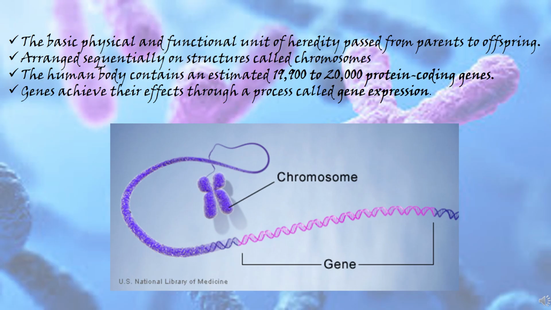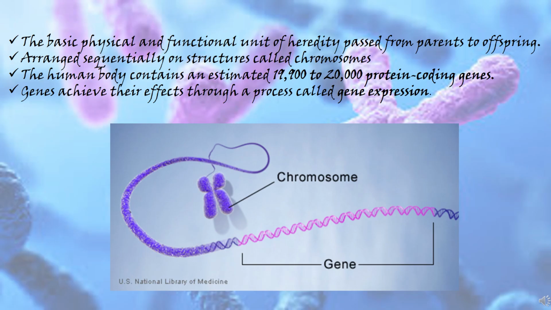Genes are arranged sequentially on structures called chromosomes, which are housed inside the cell nucleus. Small numbers of genes also exist in the mitochondria. The human body contains an estimated 19,900 to 20,000 protein-coding genes. These instructions account for less than 2% of the entire human genome. Humans inherit 2 copies of each gene, one from each biological parent.